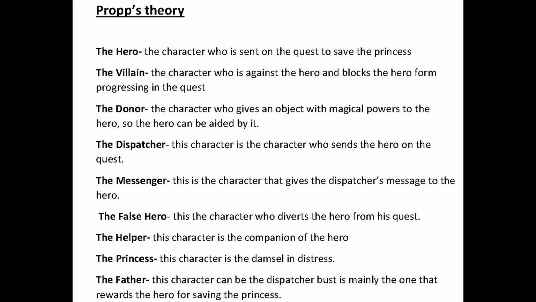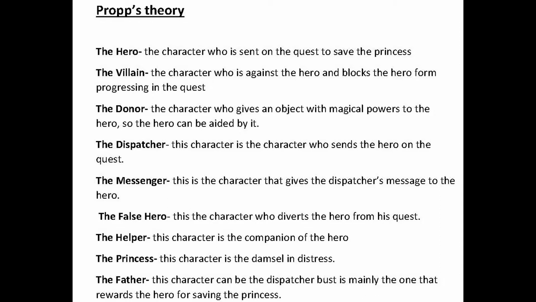It's the person who sends the hero on the quest. The messenger is usually the person who passes the order from the dispatcher to the hero, so it allows the hero to know that the dispatcher has told him to do this.